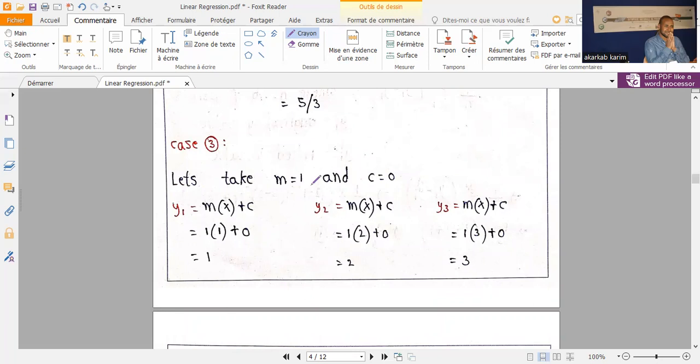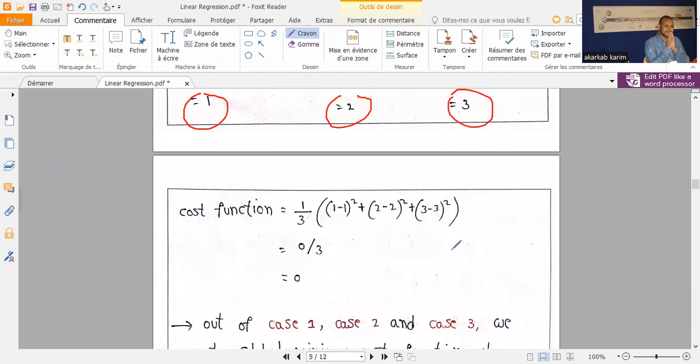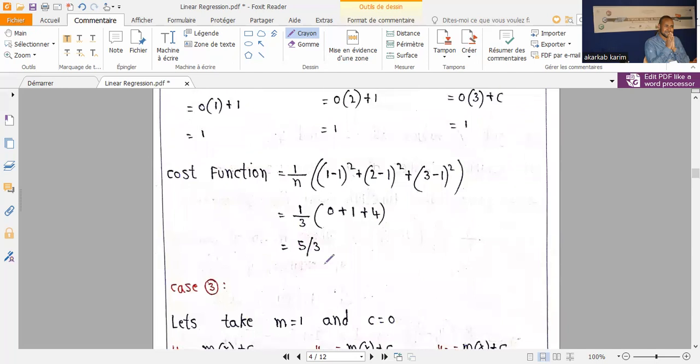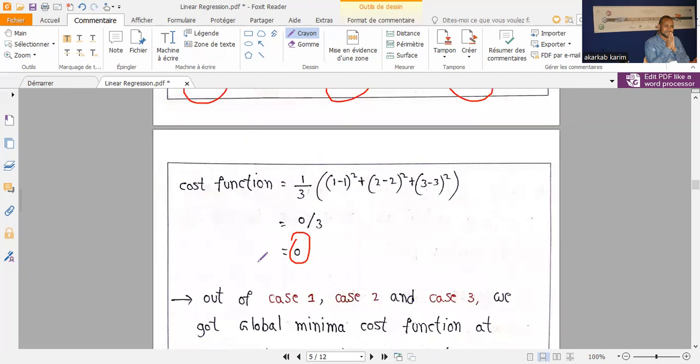Let's take m as 1 and c equal to 0. At this time, we found 1, 2, and 3. Well, here in this cost function, 1 divided by 3, 1 minus 1 squared plus 2 minus 2 squared, 3 minus 3 squared, and the final result is 0. So on these three scenarios, the first value of the cost function is equal to 1, the second one is 5 divided by 3, and the third one is 0.